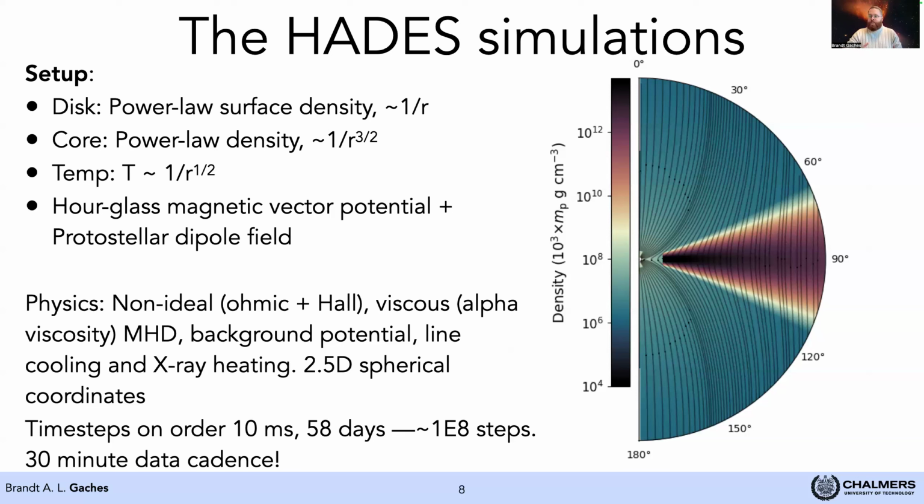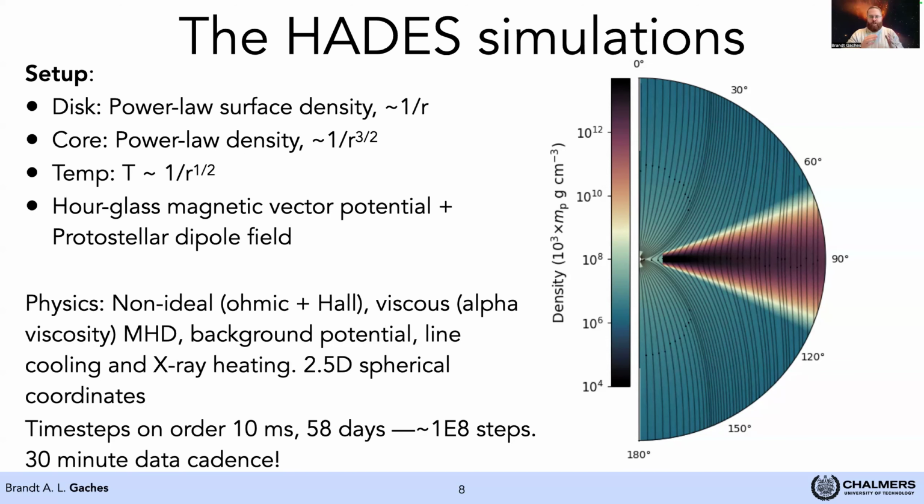We include non-ideal physics. We have Ohmic diffusion and the Hall effect. We have an alpha viscosity, which is really there just to set a floor on the viscosity. And we only include gravity basically through a background potential for the protostar. In this case, our disk is not massive enough for self-gravity to become important. We have line cooling, and some X-ray heating, which helps the very inner region stay a bit stable. And we use 2.5D in spherical coordinates.